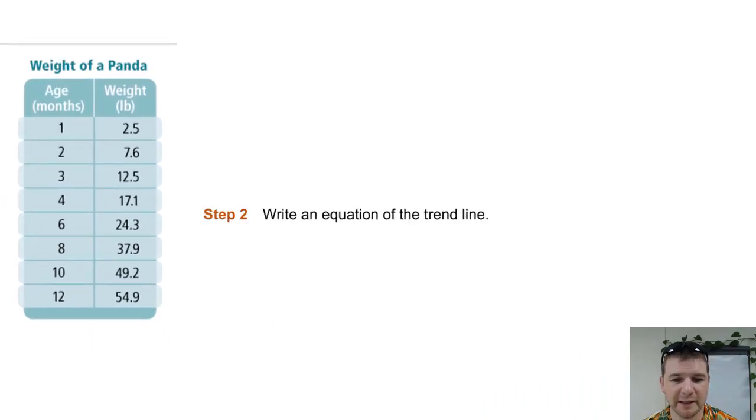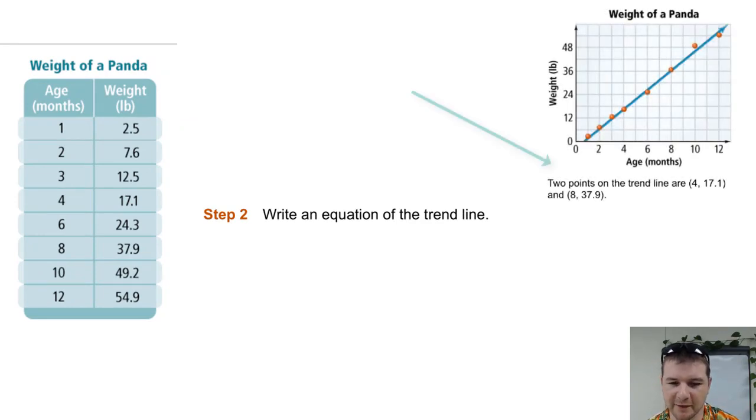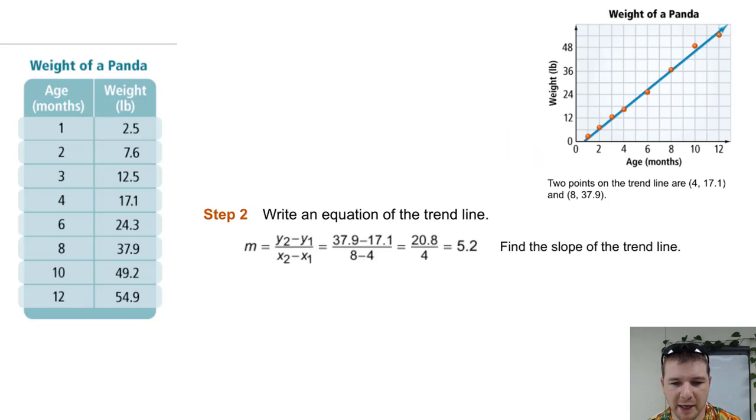So step 2 will be to write an equation of the trend line. We'll use those 2 points that were identified to find the slope of the line. y2 minus y1 over x2 minus x1, practice with the slope formula, simplifies to 5.2. So the slope, remember, represents our rate of change. So for each month, we could expect about a 5.2 pound increase.